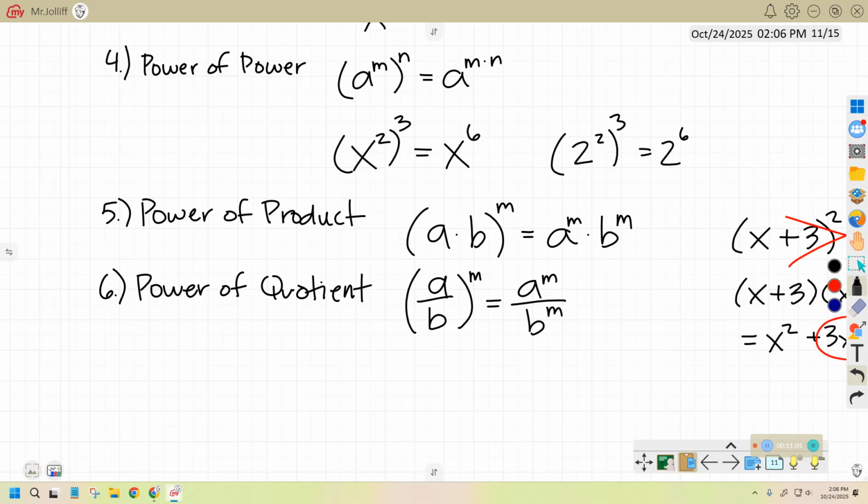What else am I missing? Zero exponent. There we go. Anything to the 0th power is not 0. It's 1. Check on your calculator. 2 to the 0 is 1. 5 to the 0 is 1. A million to the 0 is 1.